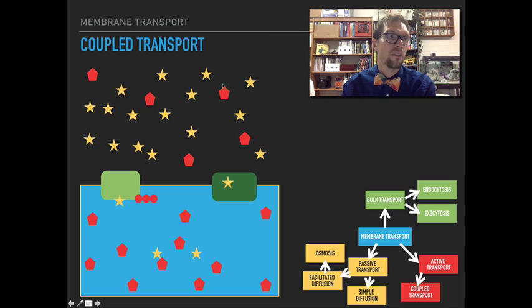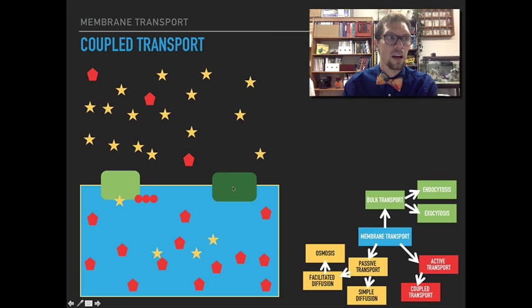Now you would have this other molecule, which is represented here in red. You can see that there's more of it over here than there is out here, so it is actually moving against its concentration gradient. So it's using the potential energy of something moving down its concentration gradient to help move something up its concentration gradient. Once all three of these things bind, you would have a conformation change in the protein such that everything gets moved in.